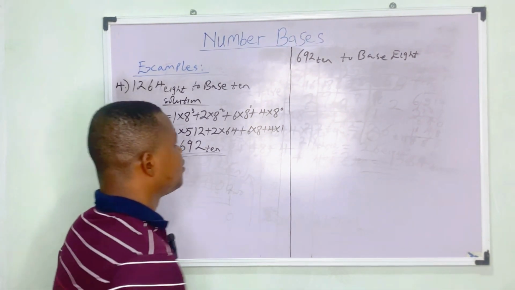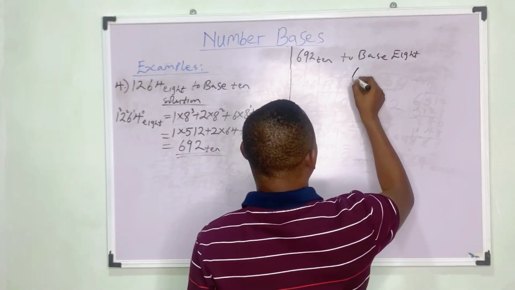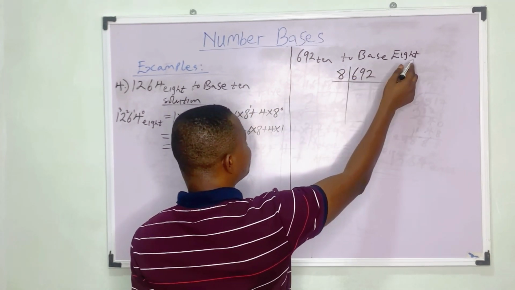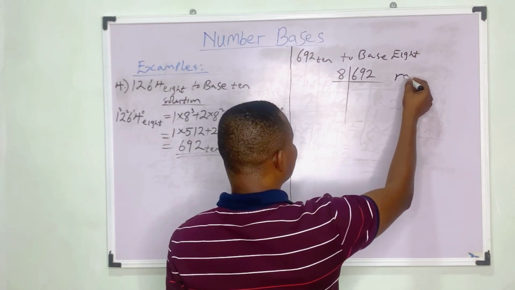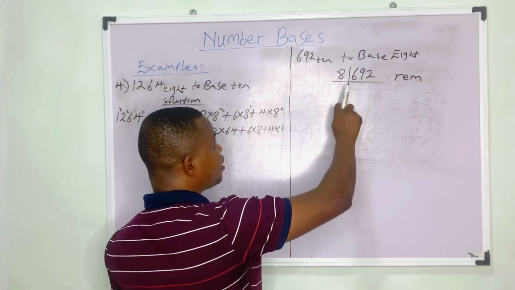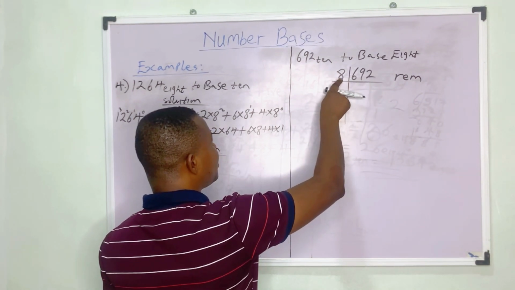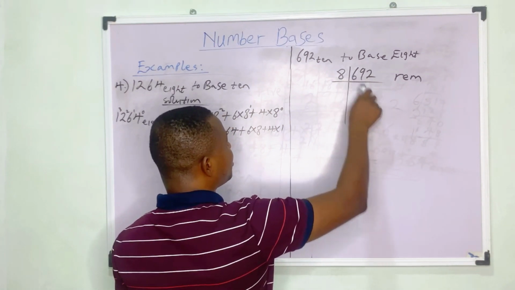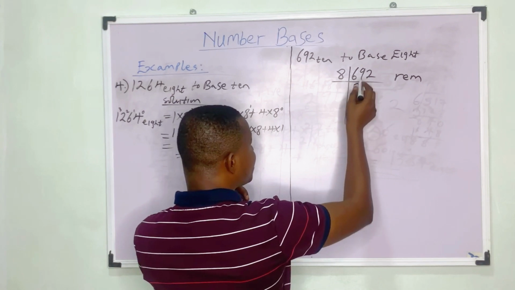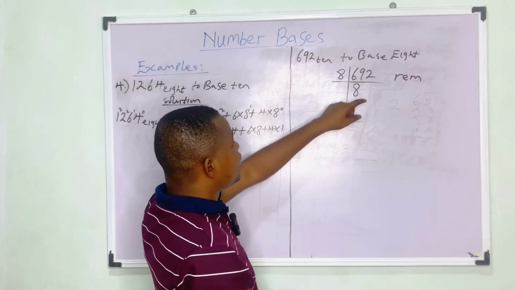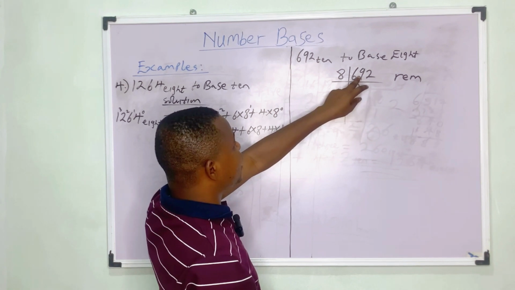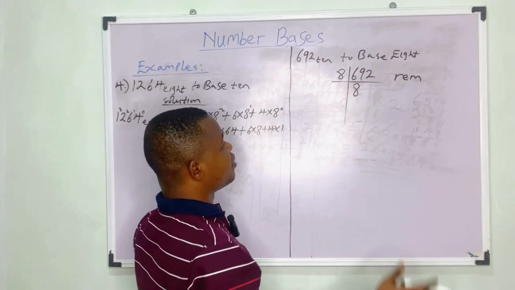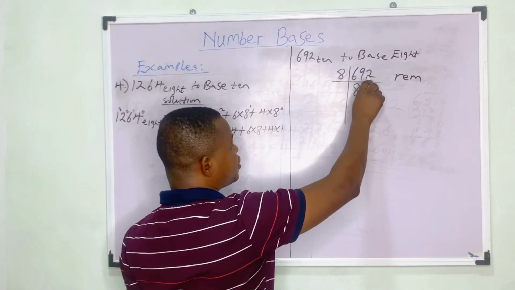And let's see. So 692, using the long division method, divided by 8, which is the base we are converting to. And we're going to record the remainder here. Now, that 692 divided by 8, this is how to do it. The first two digits we have is 69. So 69 divided by 8 will give us 8, because 8 times 8 will give us 64. Now, subtract 64 from 69. Then we have 5 remaining. So that's not the end. Don't forget we still have 2 here.